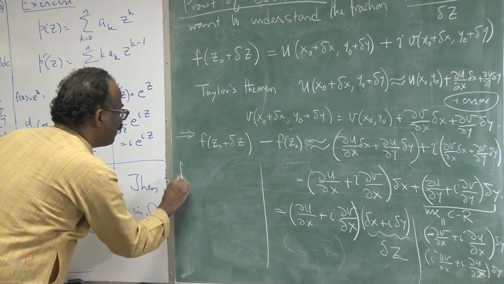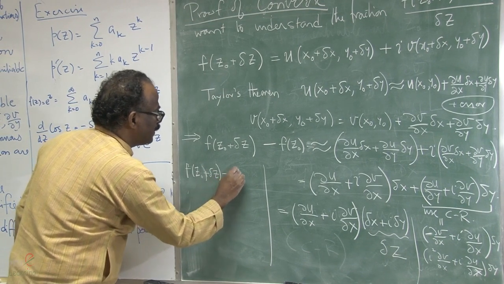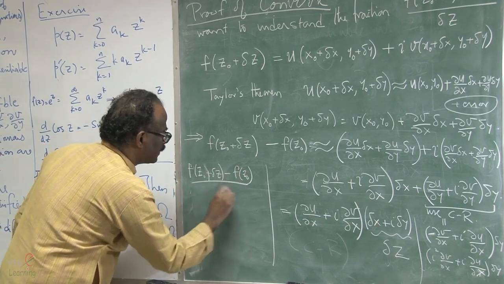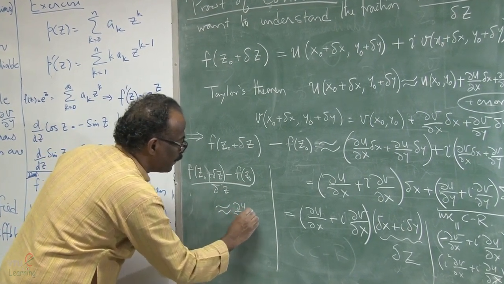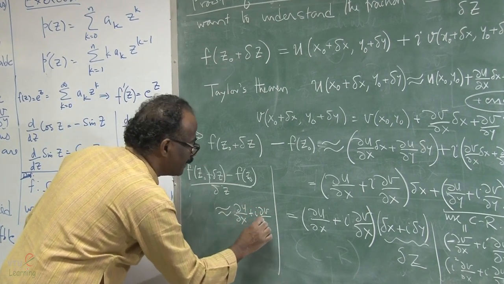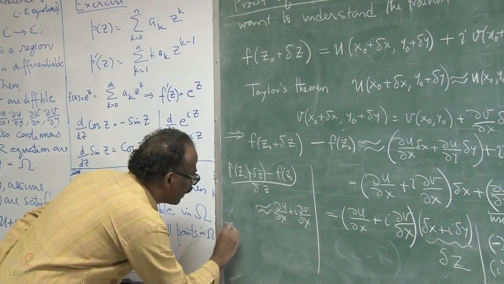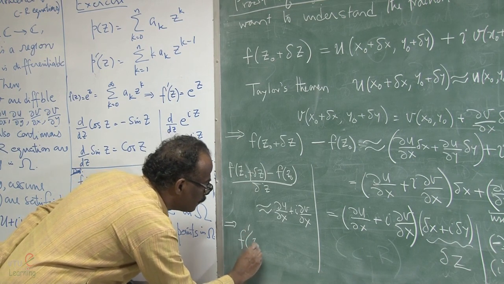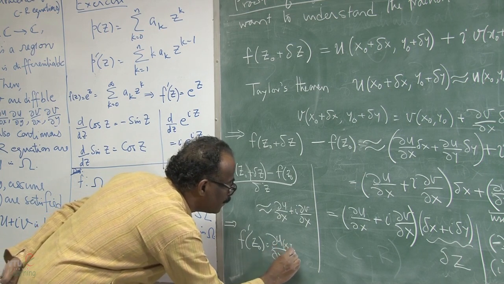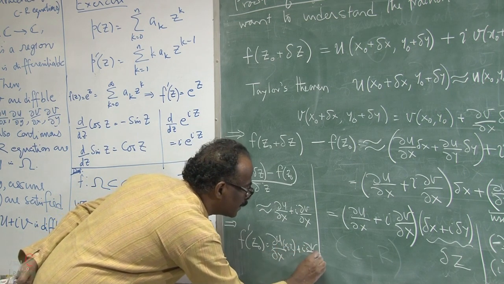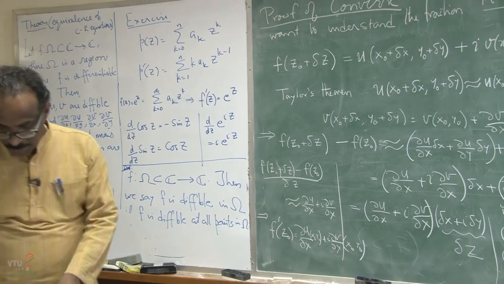So with this, I have f of z naught plus delta z minus f of z naught by delta z will be approximately du by dx plus i dv by dx. That means, as delta z goes to 0, this goes to 0, that implies f prime of z naught is equal to du by dx at x naught y naught plus i dv by dx at x naught y naught. So you have your converse of the theorem proved.